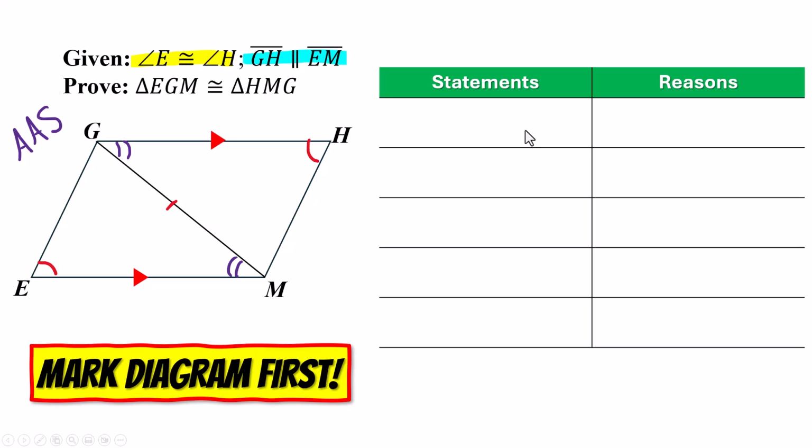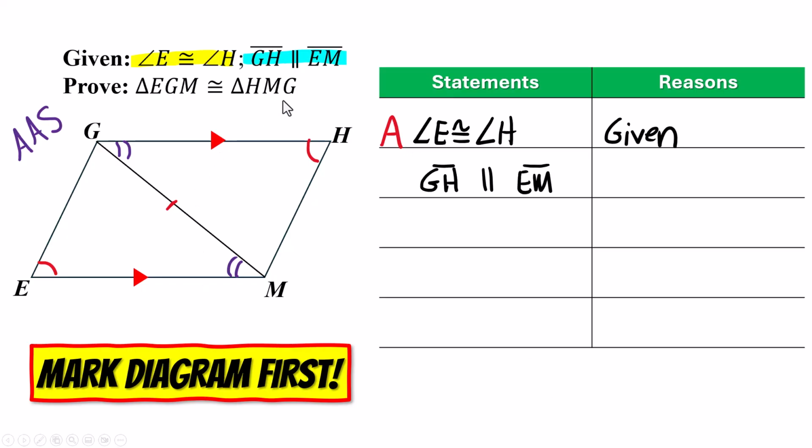Let's start filling out the proof. Angle E is congruent to angle H, and we know that because they had to tell us that. There's nothing else in the diagram that would tell me that. And so that gives me my first angle. The next thing I've got to get into this proof is that these two lines are parallel to each other. That's also given. But I have to have that because I can't talk about alternate interior angles until parallel lines are in my proof. So now I can talk about those angles being congruent.